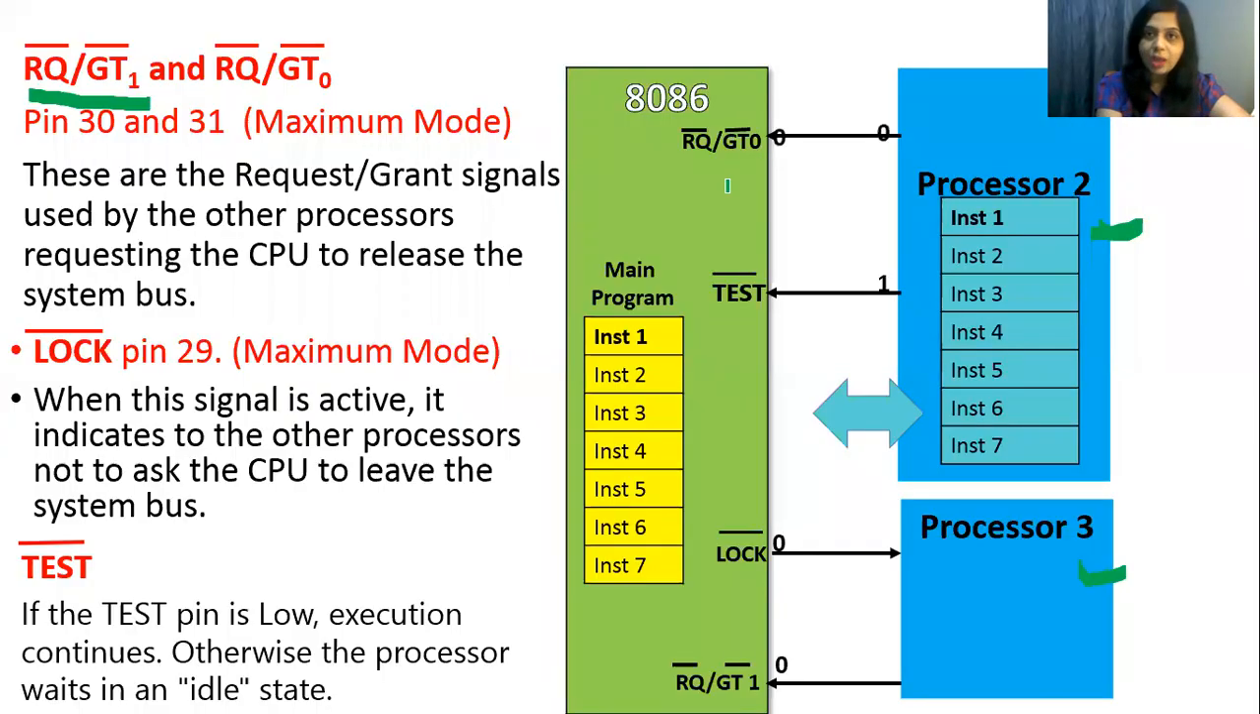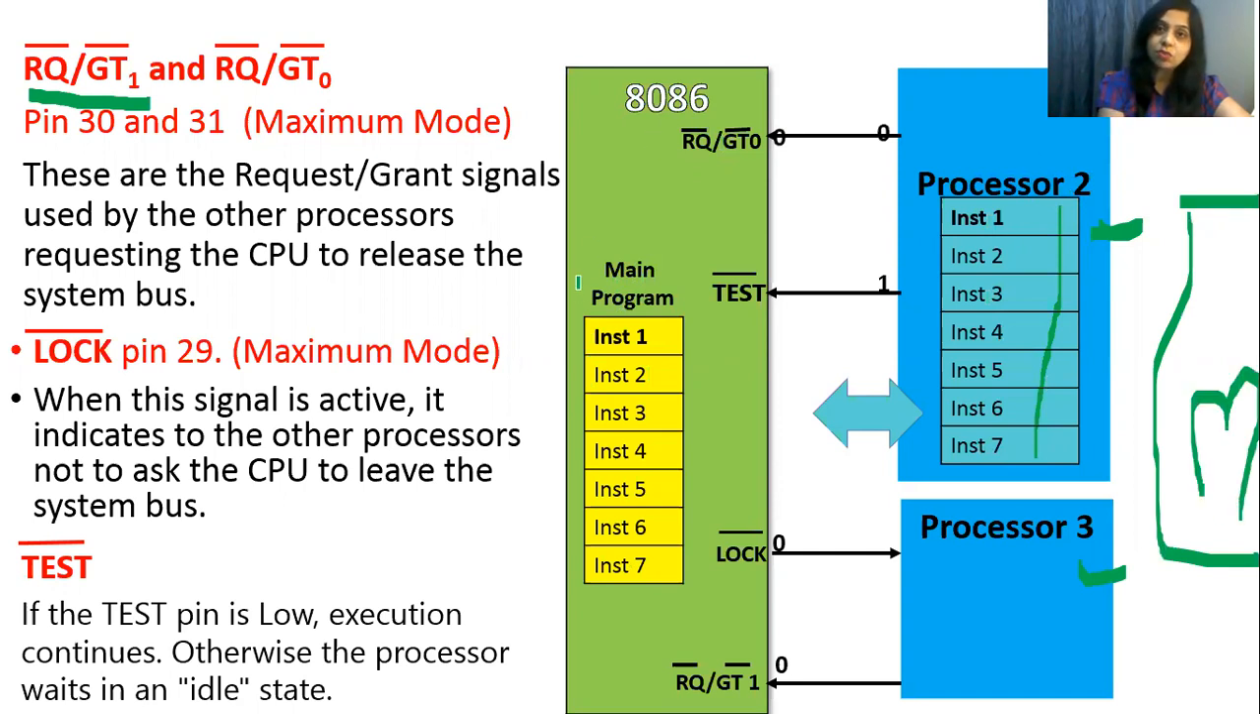Now let's see what happens here. It is 8086. It is executing its main program that consists of 7 instructions. This is a processor. This is also a processor. It can execute its own program. This is the program of processor 2 that also consists of 7 instructions. Now this program and this program both are stored in the memory. The programs are always stored in the memory.